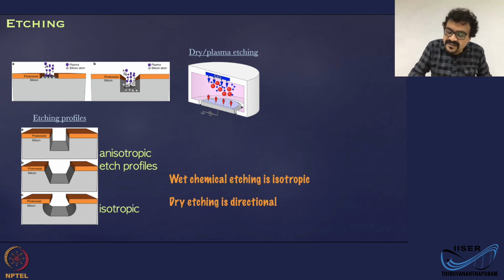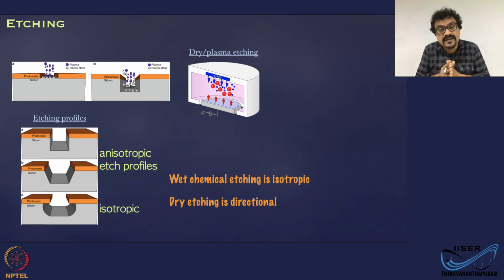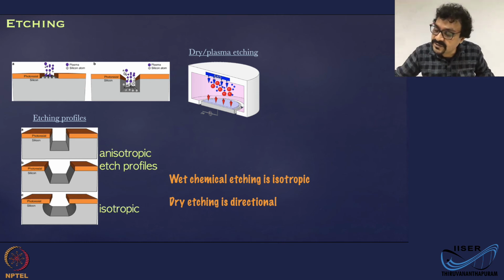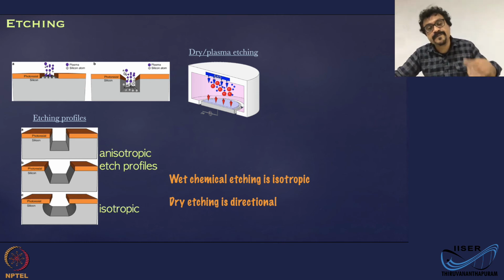So you will not get these high aspect ratio profiles using wet chemical etching. If your work requires structures with a really high aspect ratio, you always have to go with dry etching. And there are dry etching techniques, and also variations in the dry etching technique, which will give you better and better aspect ratios. Okay. So that is the story about etching.